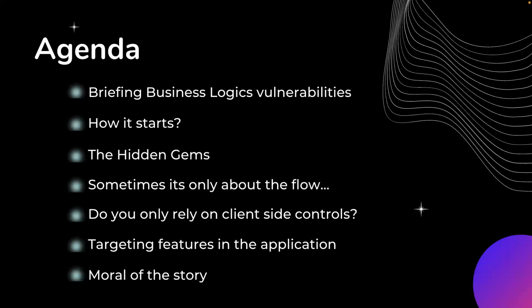So this will be our agenda for today. We'll be briefing what business logic vulnerabilities are, how to start, and what hidden gems we have. Then sometimes it's only about the flow, so how can we find bugs within the flow? We know that client side controls are often weak, so we can target those. Then how can you target the prominent features present in the application? And lastly, we'll conclude with the moral of the story, and how we should proceed.